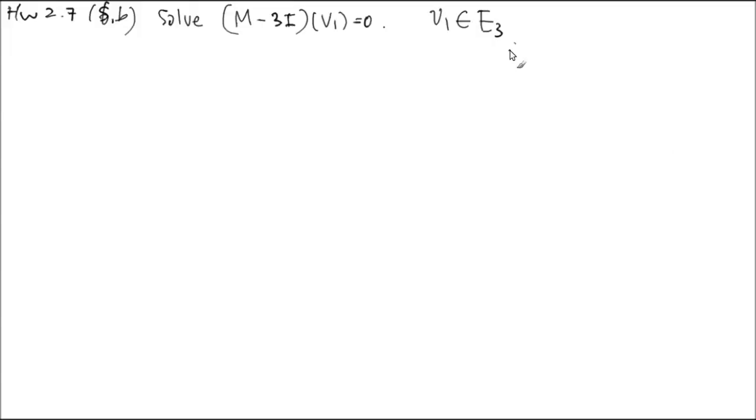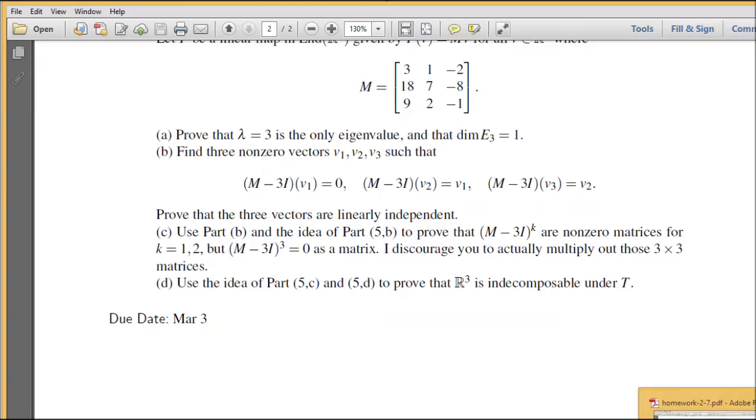This is homework 2.7, right? 6b or 5b, somewhere there. 6b is about solving this thing: M minus 3I v1 equals 0. We solved it in part A, right? v1 is really in the eigenspace of 3, isn't it? This condition is exactly the eigenvector. Good?